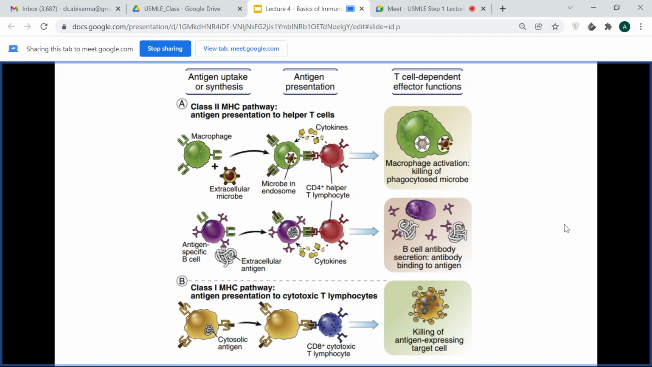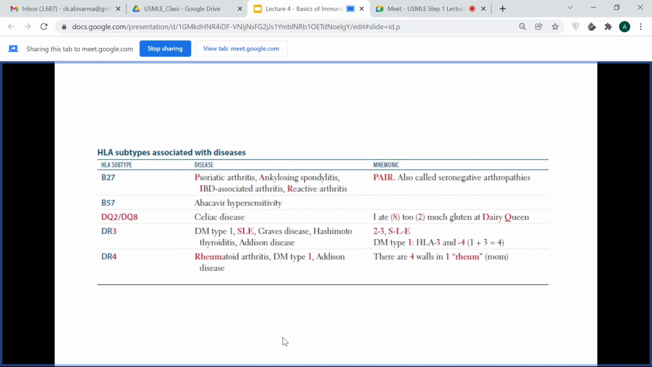This is just another representation of how MHC class 1 and MHC class 2 work. If a macrophage first phagocytizes the microbe and then presents it on the cell, and CD4 T helper cells recognize it, it would cause one type of function, versus if a B cell presents it, it would cause a different type of outcome. In class 1, it's always CD8 cytotoxic T lymphocytes. It's just going to cause apoptosis of the cell in question.